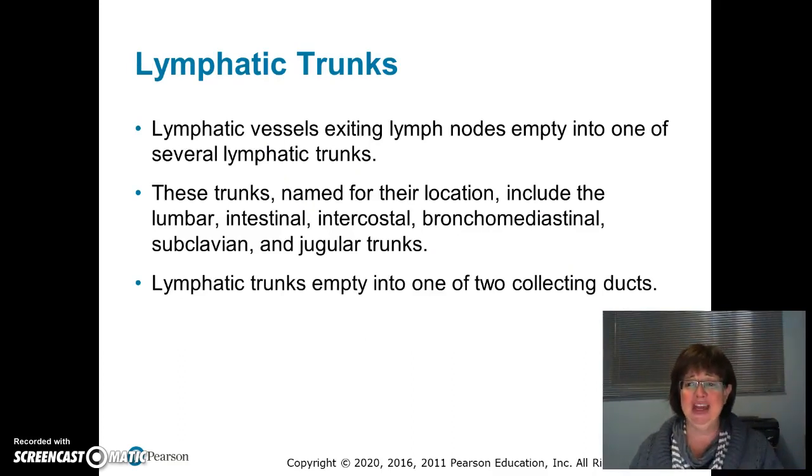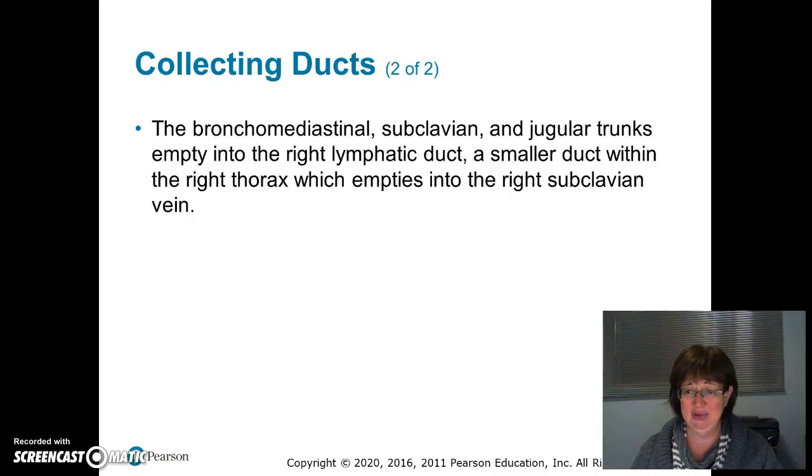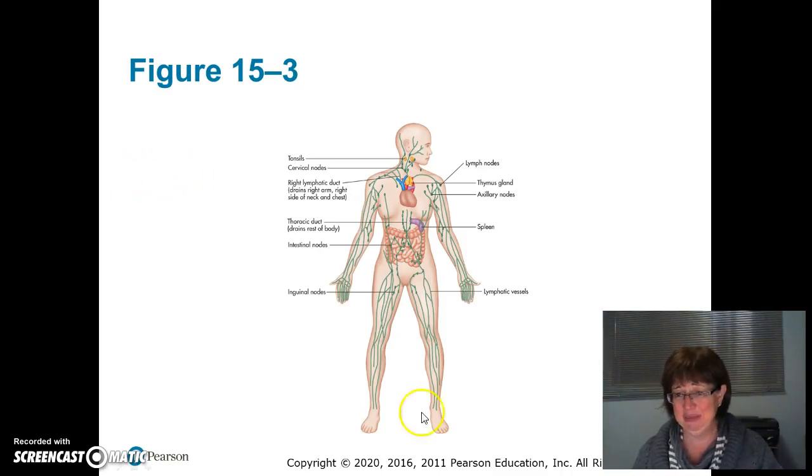The lymph vessels will then empty into what's called a lymph trunk, and these lymph trunks are very large and will empty into collecting ducts. So let's look at the picture here. Here are your lymph vessels, and they will collect and then dump directly into your subclavian vein. On the right side, the right arm and the right part of your head will dump into the right lymphatic duct, and then the rest of your body goes into what's called the thoracic duct. On the left side, it is the thoracic duct.